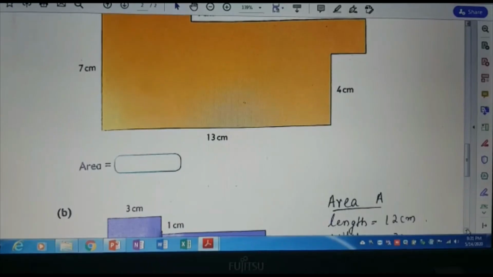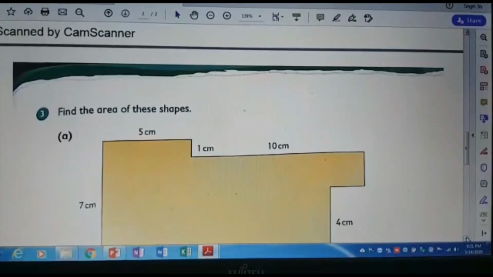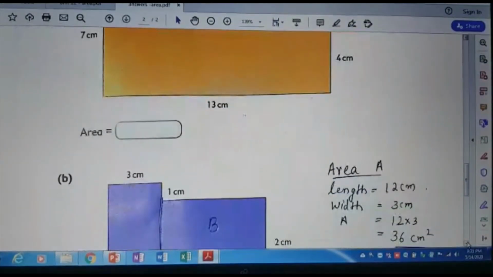Okay. Coming to the next page, that is 233. We are finding the area of the compound shapes. We need to divide it. You need to split the shapes and you need to do. I'm explaining the second question for you. So it's up to you.